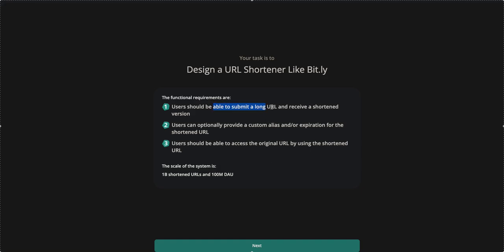Okay, so user will give us a long URL and we should give him back a short URL, and user can also customize it a little bit by providing his own alias, expiration. And when someone is actually using that URL, they should be able to access the original URL. The scale of the system is 1 billion shortened URLs and 100 million daily active users. So the scale is quite large.